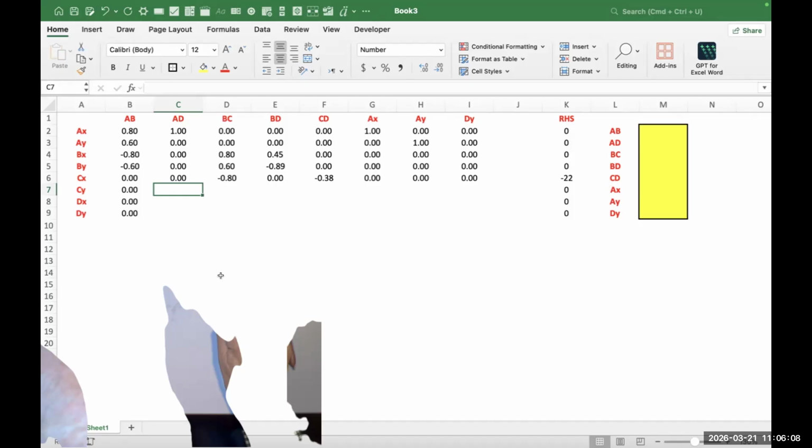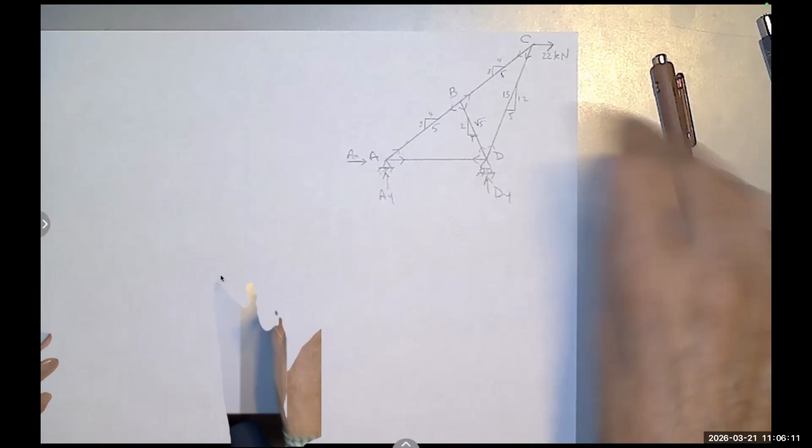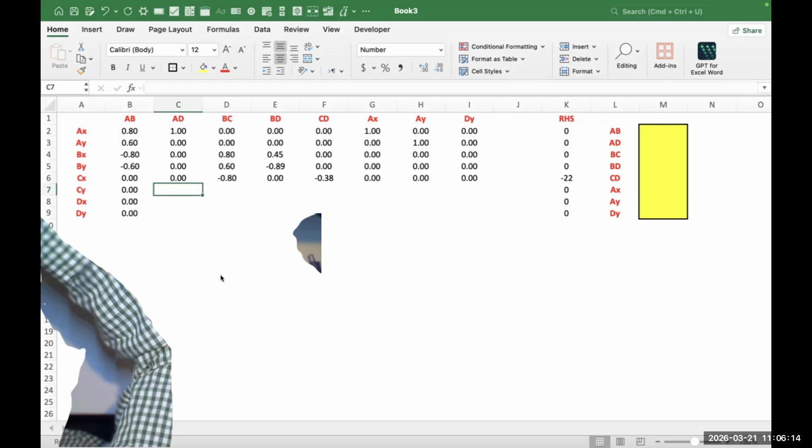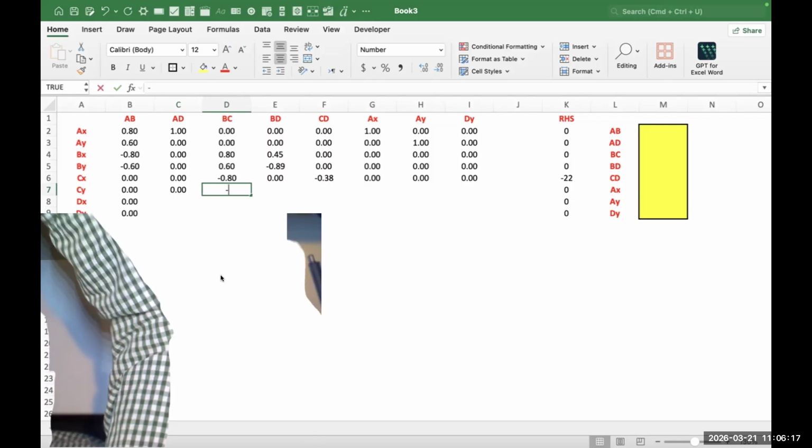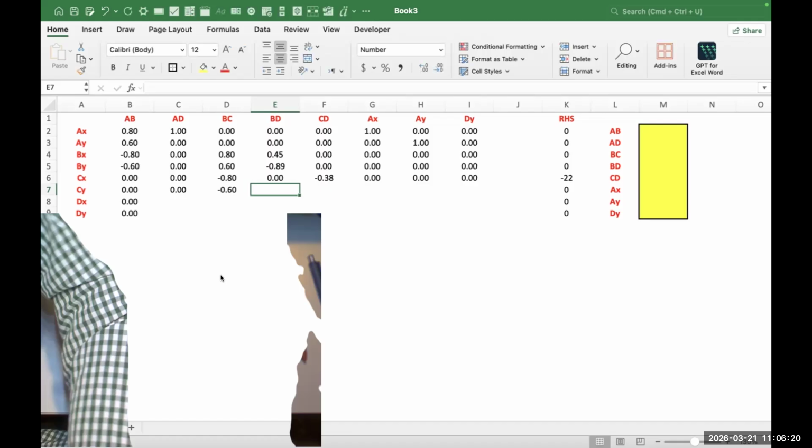Okay, CY. Again, CY, I have 2 forces, only 2 forces. Negative 3/5 at BC, so negative 0.6. Notice negative 0.6 and positive 0.96, negative 0.8 and positive 0.8, they cancel each other. So the sum of this column also would be 0. BD, we said it's going to be, no, there is no BD, I meant CD. CD, it's negative 12 over 13 equals negative 12 over 13. 0, 0, 0.